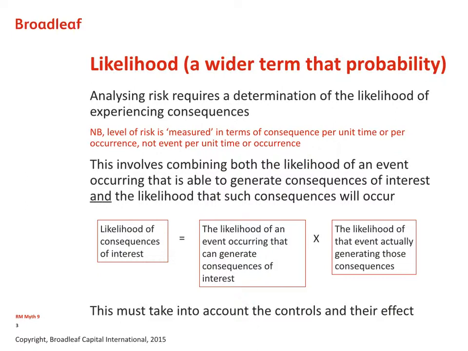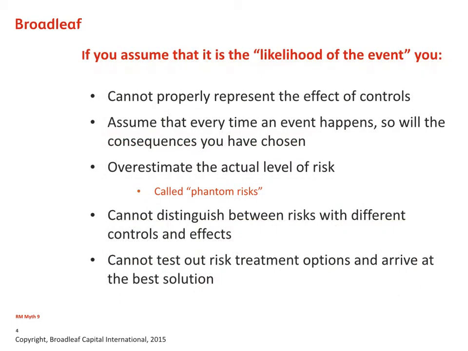So we can see from this that expressing the level of risk as some sort of likelihood, or worse still, probability of the event and consequences that might arise from that event will lead to an overestimation of the risk. So if we do assume this erroneous statement that it's the likelihood of the event, what this means is we really can't properly represent the effect of controls when we do risk analysis. We can't get into that because we're expressing the level of the risk in a different way.